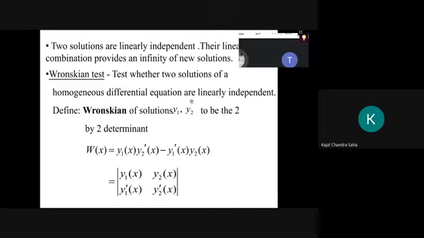It is defined as the Wronskian. The Wronskian of the two solutions y1 and y2 is the 2x2 determinant, and it is defined as the determinant with y1, y2 on top, and below y1 prime and y2 prime. Okay, and the value of this Wronskian is y1 into y2 prime minus y1 prime into y2. If it is equal to 0, then these two fundamental solutions are dependent; if it is non-zero, then it is independent.